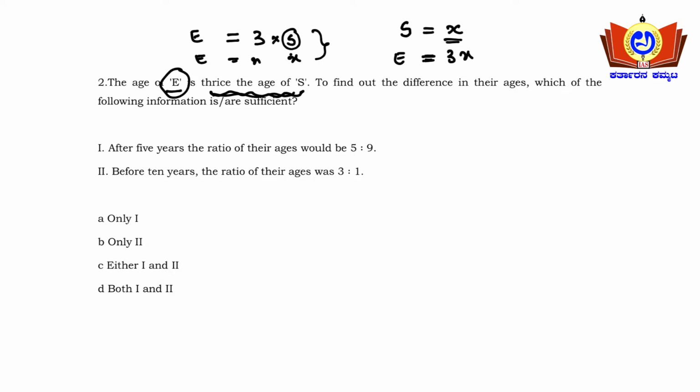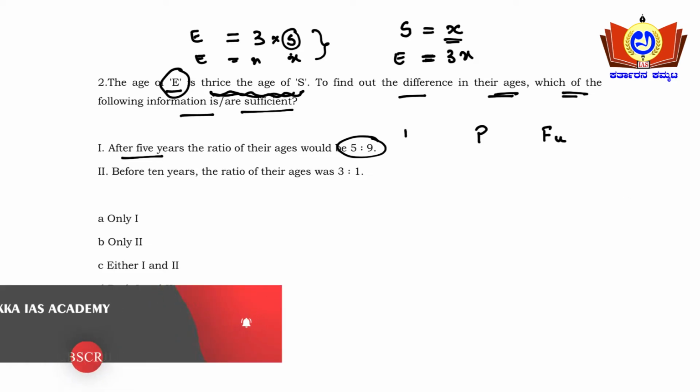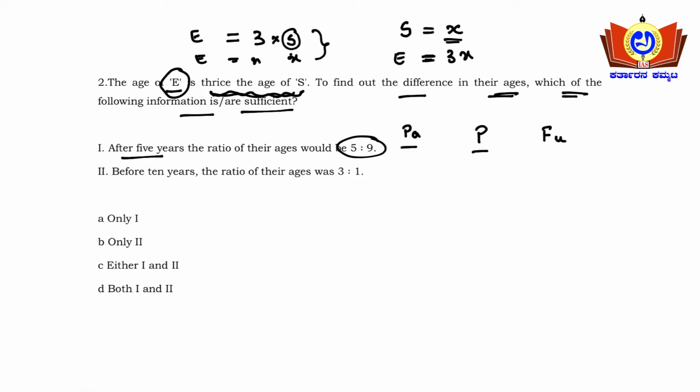To find out the difference in their ages, which of the following information is sufficient here? After 5 years the ratio of their ages would be 5:9. So for the present age and future age and past age, you need to write like this. The present age will be 3x for E and x for S. After 5 years, 3x plus 5 and x plus 5.